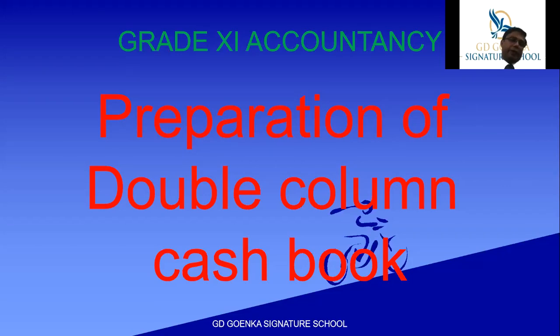In a single column cash book, there is only one column, and that is the cash column to record the cash transactions. In a two column cash book, there are two columns. One column is to record the cash transactions and another is the bank column.